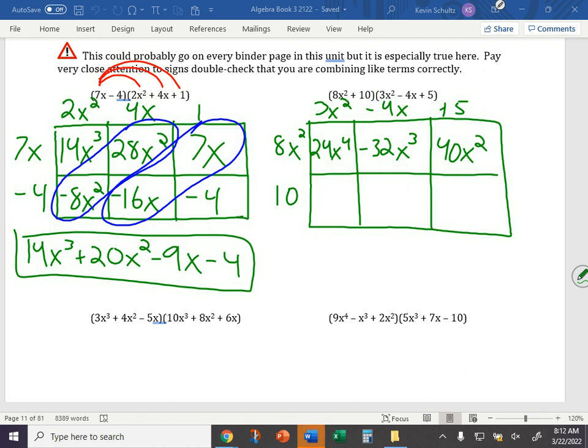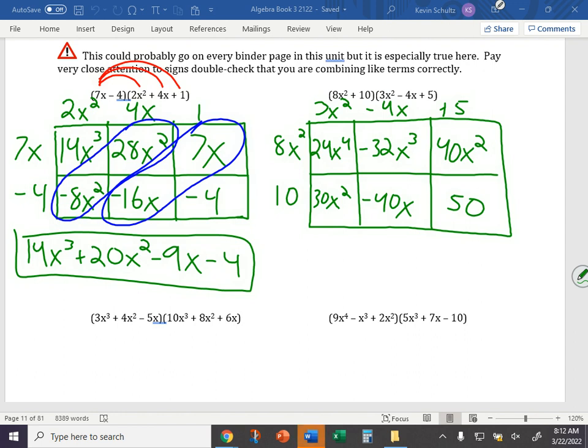And now the 10, multiply that by everything in the other set. So 10 times 3x squared is 30x squared. 10 times -4 is -40x. And 10 times 5 is 50. Okay.